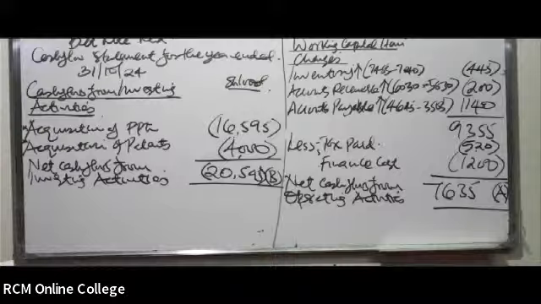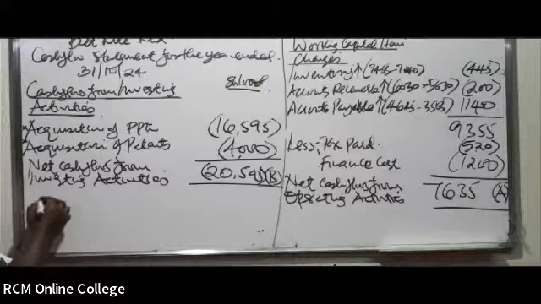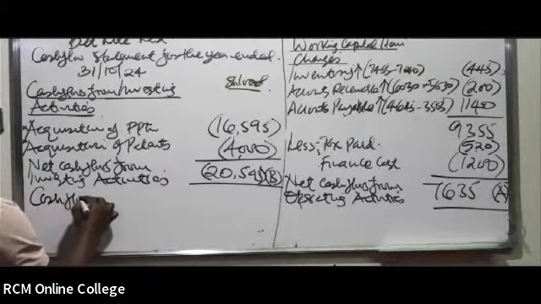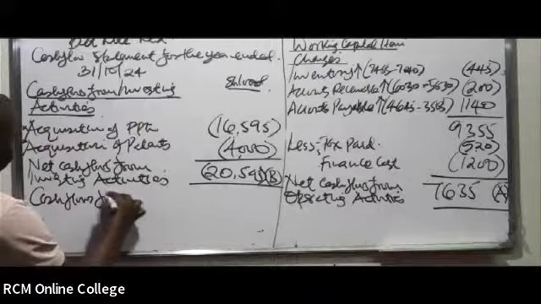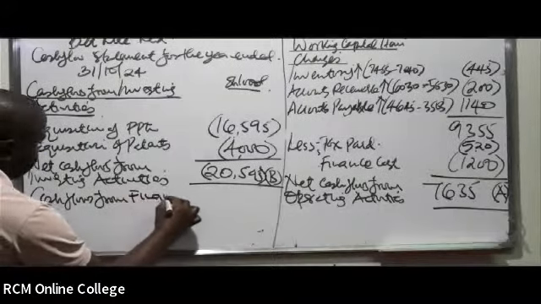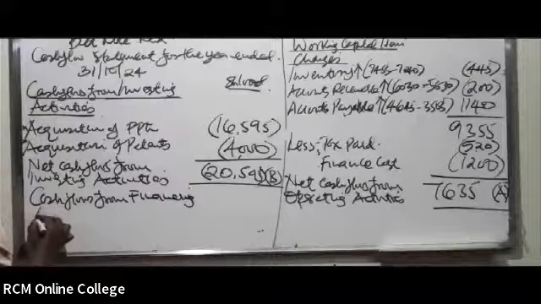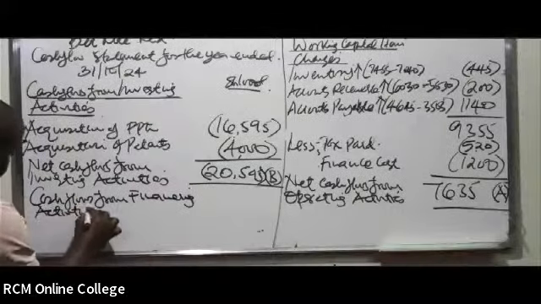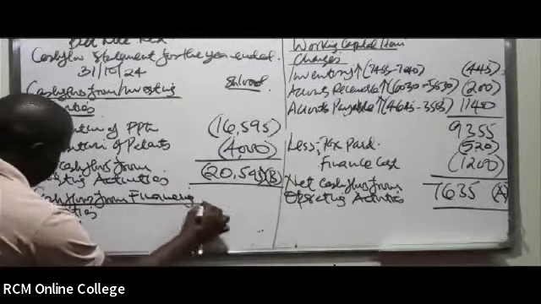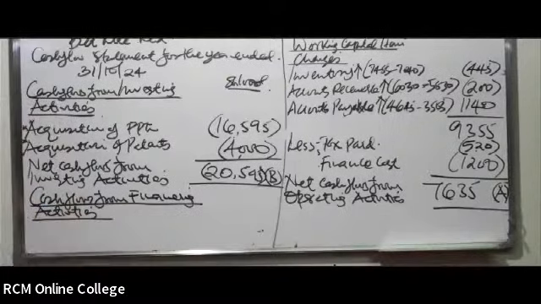So you can go to the final part, which in this case is cash flows from financing activities. Here now you look at how the equity items are having to change.